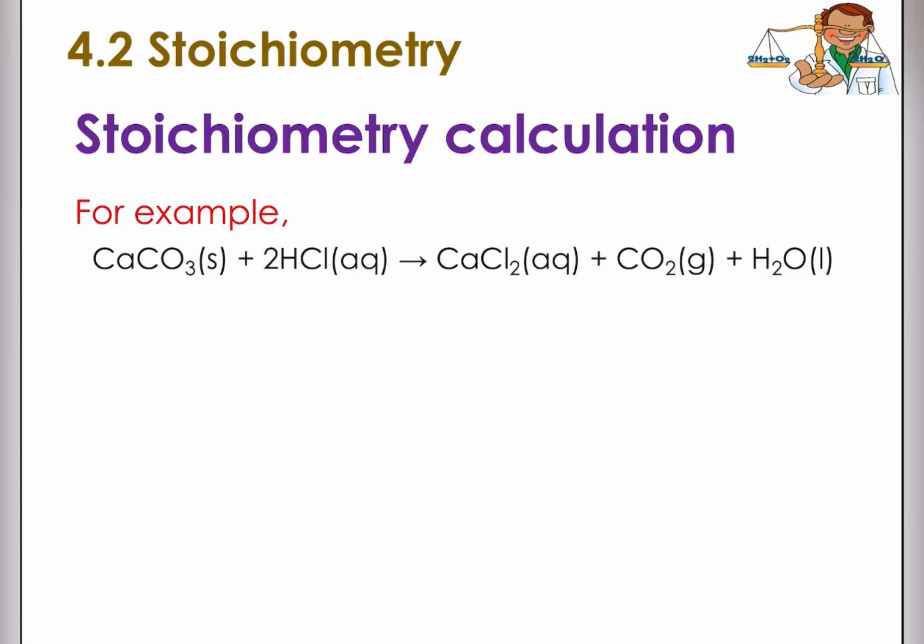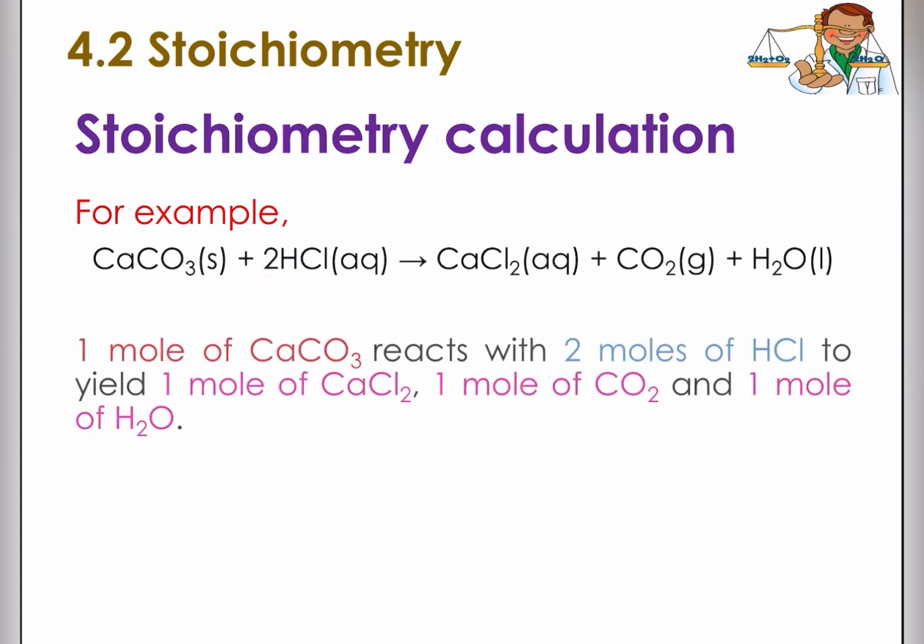So kalau saya nak emphasize dalam bentuk ayat, saya akan menggunakan coefficient yang dia ada di hadapan ni, di mana coefficient ini kita akan gunakan sebagai mole. So what I can say that 1 mole of CaCO3 reacts with 2 mole of HCl to produce 1 mole CaCl2 plus 1 mole CO2 and 1 mole H2O. So itulah yang kita guna in terms of stoichiometry, relationship antara reactants dan juga products.